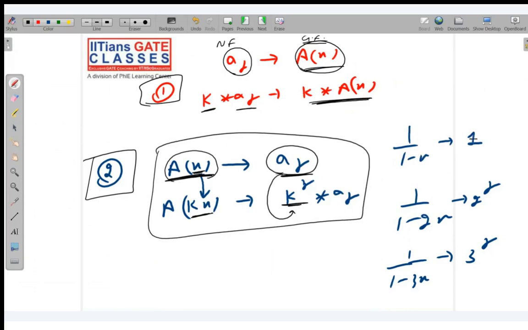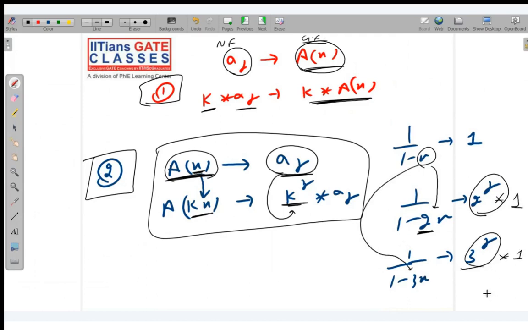Then 1 upon 1 minus 2x. So x is multiplied by 2, or you can say x is replaced by 2x. So obviously the numeric function will be multiplied by 2 power r. So I will write like this. Here x is multiplied by 3, so obviously the numeric function will be multiplied by 3 power r. Just now we have done these things.